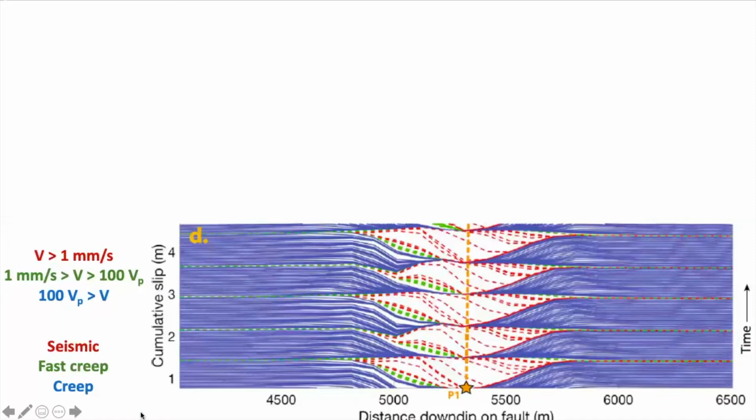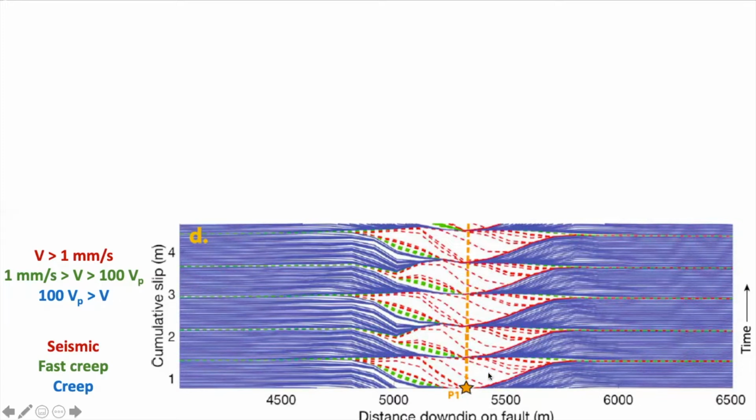So the plots from these models are a little tough to digest at first, but let's just walk through this one. On the x-axis, we have the distance down dip on the fault, and on the y-axis, we're looking at the cumulative slip on the fault. Each of these contour lines shows how much that section of the fault has slipped at a given time. Here, the blue lines are plotted every 20 years when the maximum slip velocity is less than 100 times the plate velocity. The red ones are plotted once per second when the slip velocity is above 1 millimeter per second, which we can think of as the seismic slip velocity cutoff.